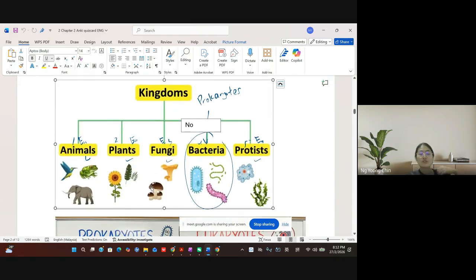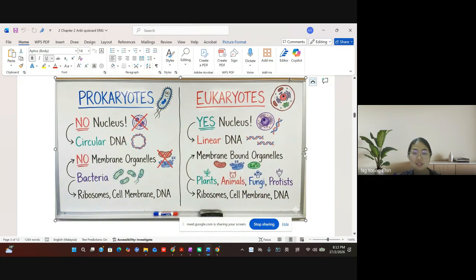So you have animals, plants, fungi, bacteria, protists. Only bacteria are prokaryotes. The others, like animals, plants, fungi, and protists, are eukaryotes. Have a look at this, I hope it helps you memorize more easily. In the prokaryote, there is no nucleus and no membrane-bound organelles like mitochondria. They also don't have ER, but they have circular DNA and a cell wall.